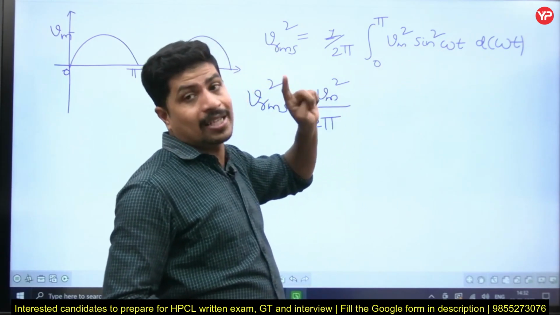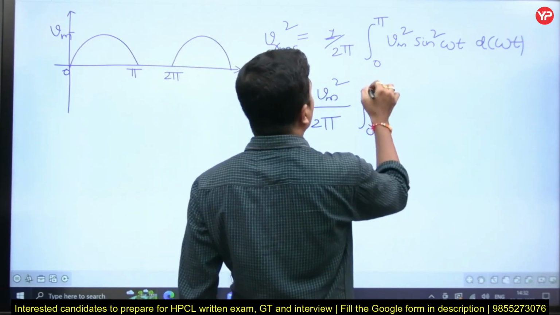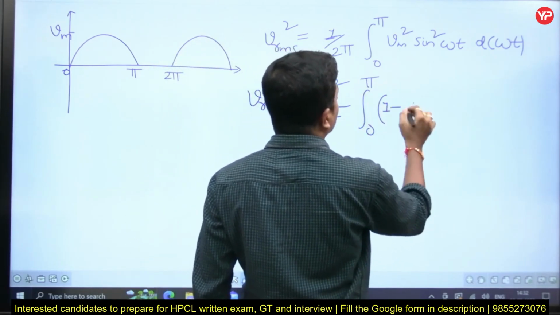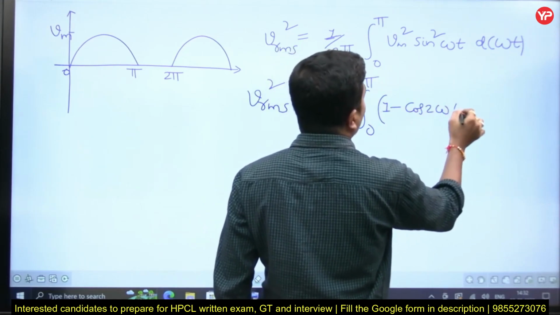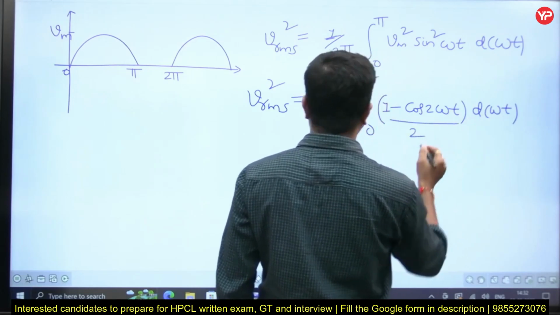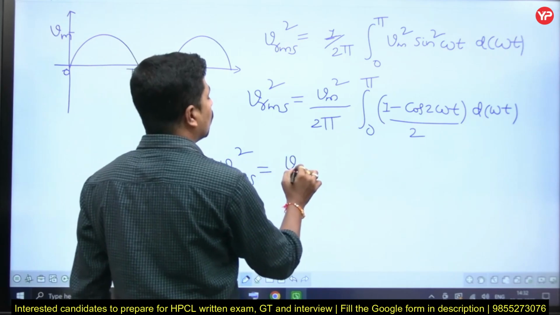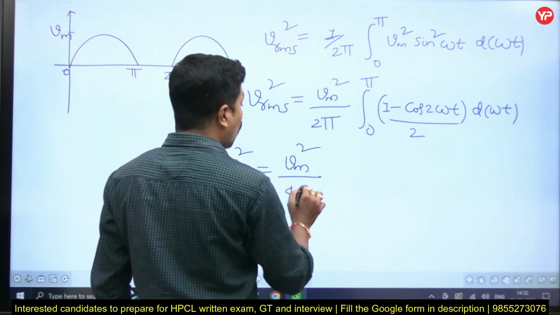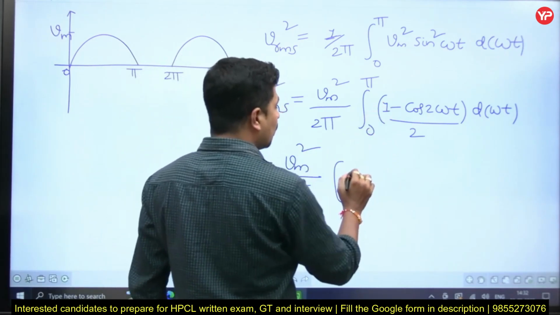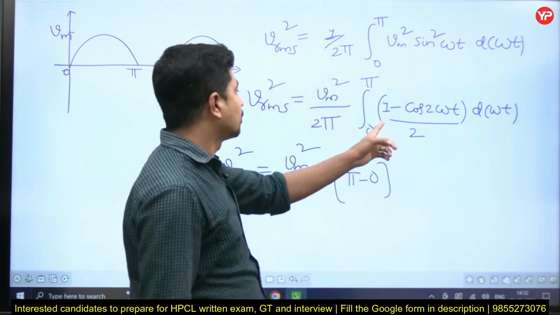Sine square can be written as 1 minus cos 2 omega t by 2, integral of 0 to pi, 1 minus cos of 2 omega t, d of omega t by 2. Now Vrms square is equal to Vm square by 4 pi. This will be pi minus 0 if you do the integration.